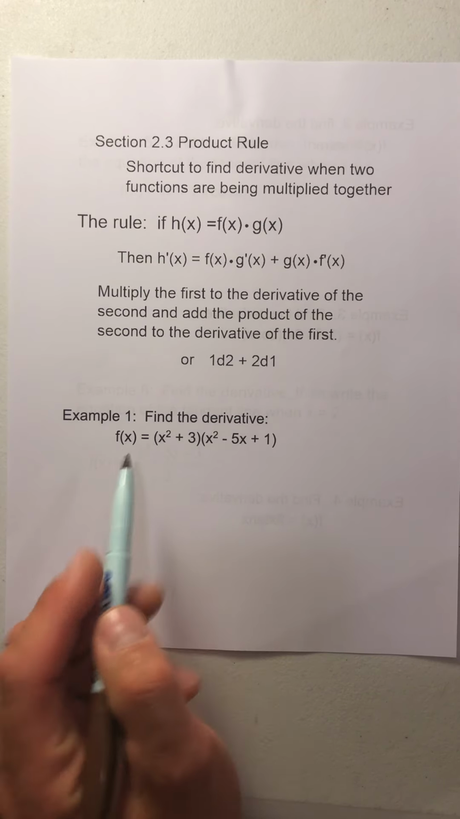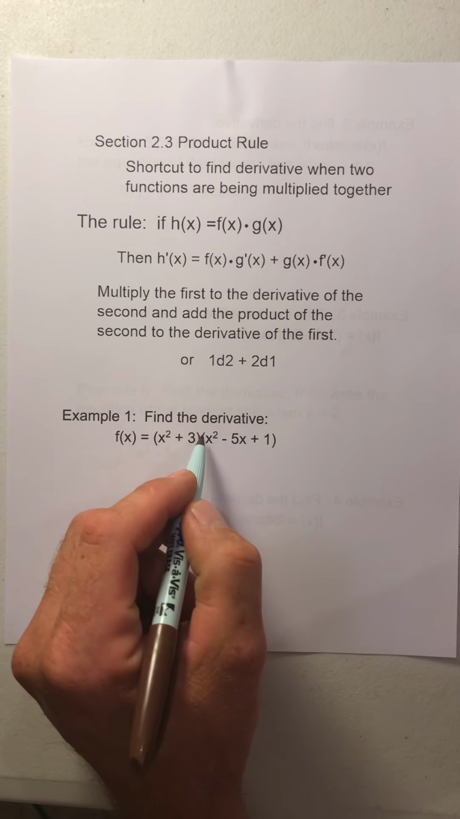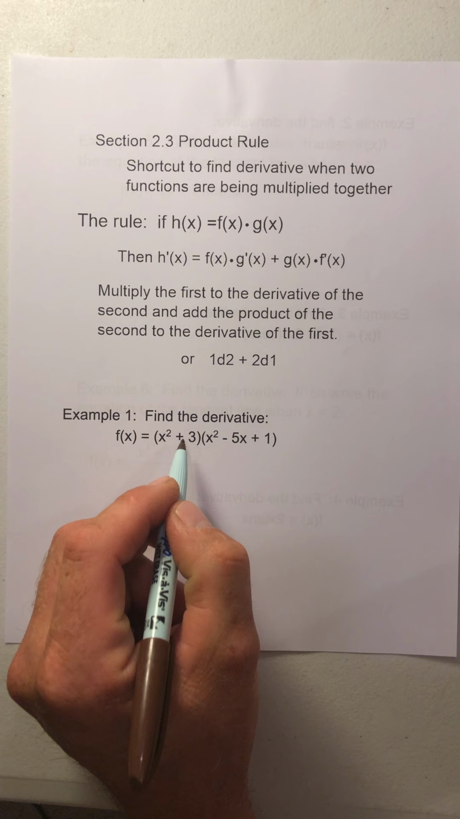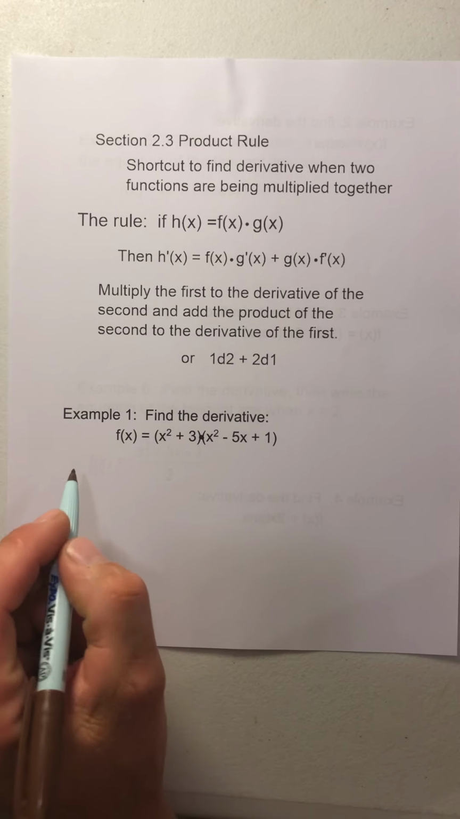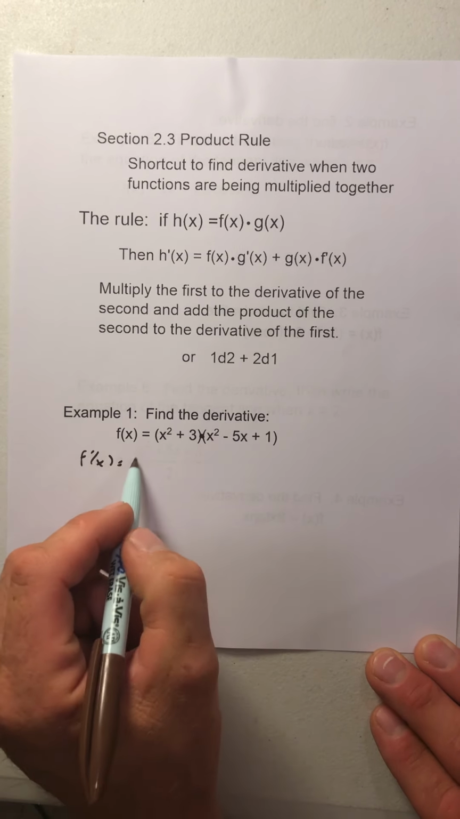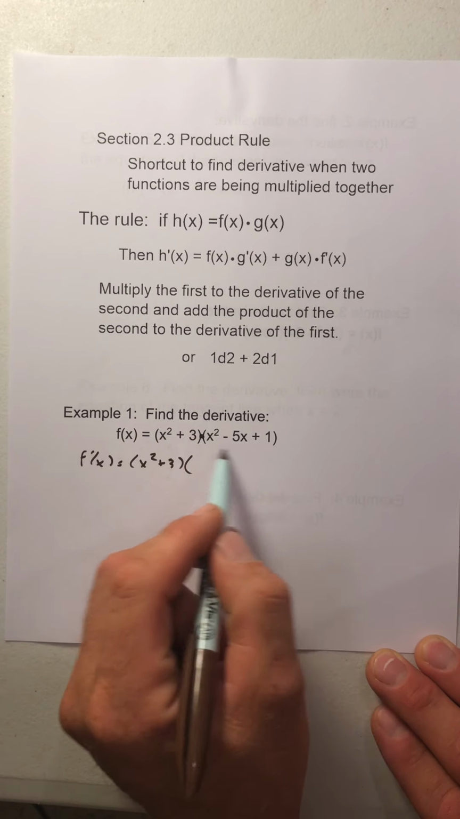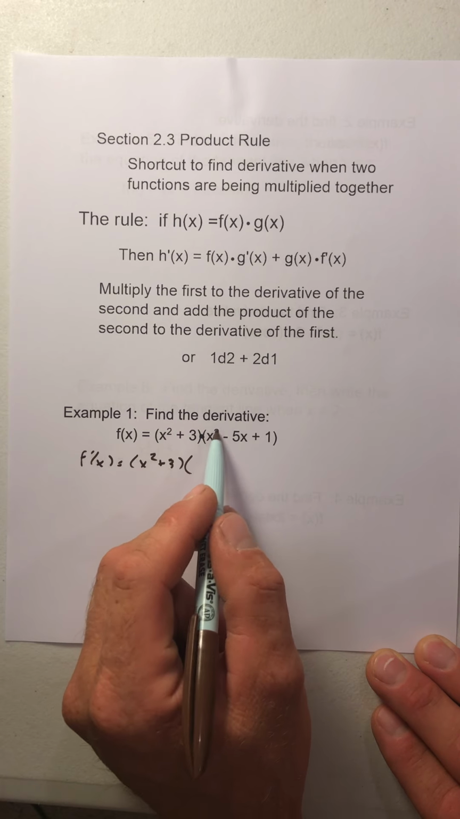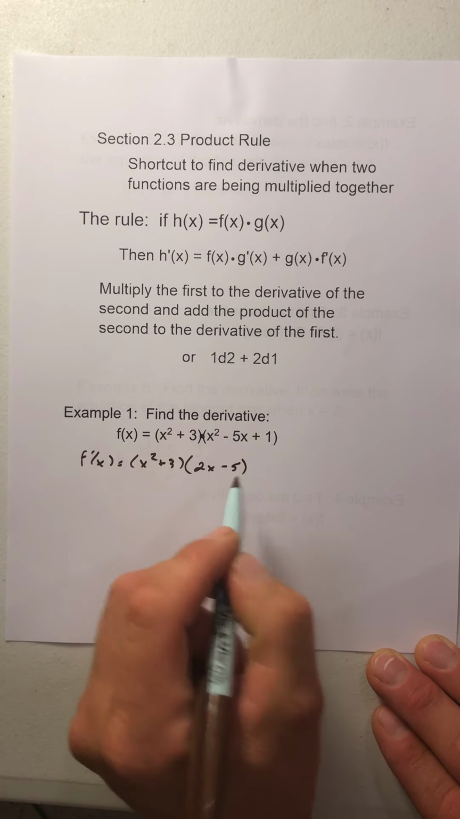So can we find the derivative? So example 1, we have f of x. We have two quantities being multiplied together, and both of those quantities have x's in them. So we can find the derivative here, f prime of x. We're going to rewrite the first, so we have x squared plus 3. Then we're going to multiply that by the derivative of the second function. Derivative of x squared minus 5x plus 1 is 2x minus 5.